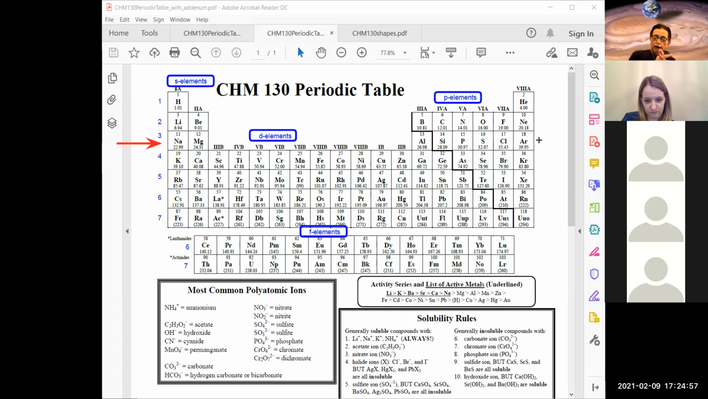Is it 18? Okay, how'd you get 18? It's correct. I was looking at the last element, which is argon, for level 3.